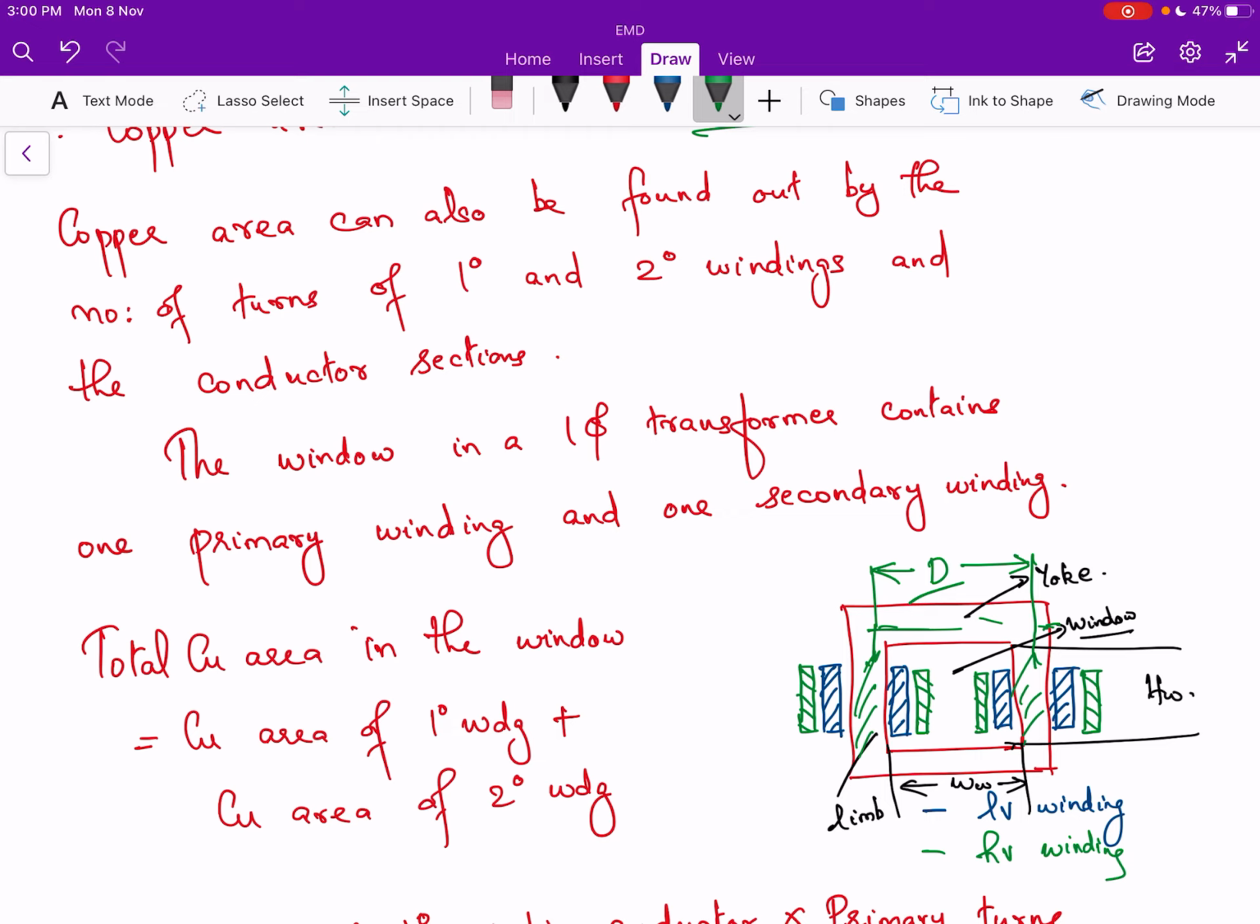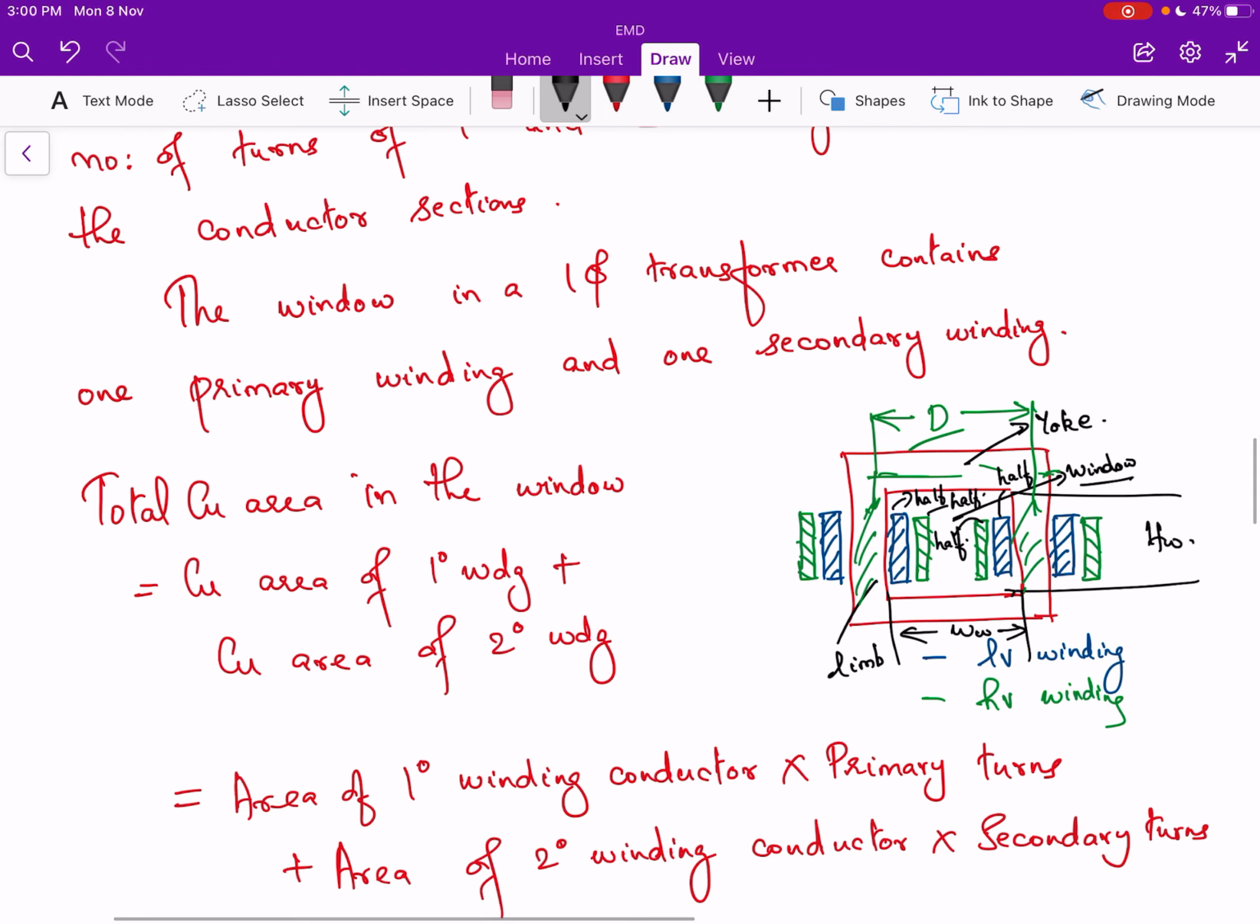So if we consider the window area here, we can see that in the window area there is 1/2 of the low voltage winding and 1/2 of the high voltage winding. Here also there is 1/2 of the low voltage winding, and this is 1/2 of the high voltage winding. So we can say that if we consider the window area, there is one primary winding and one secondary winding in the window area. So the window area consists of one primary winding and one secondary winding.